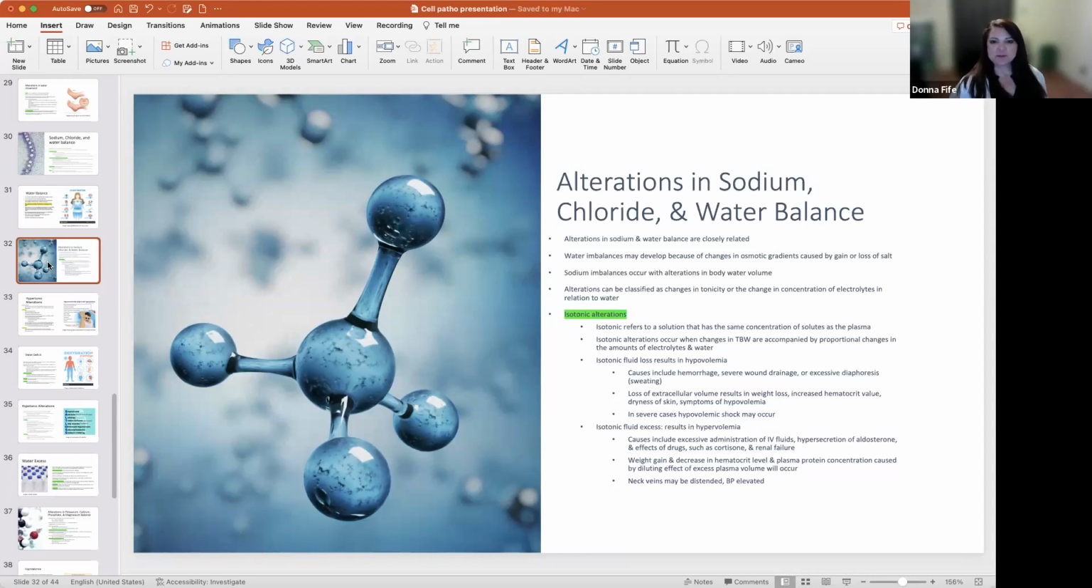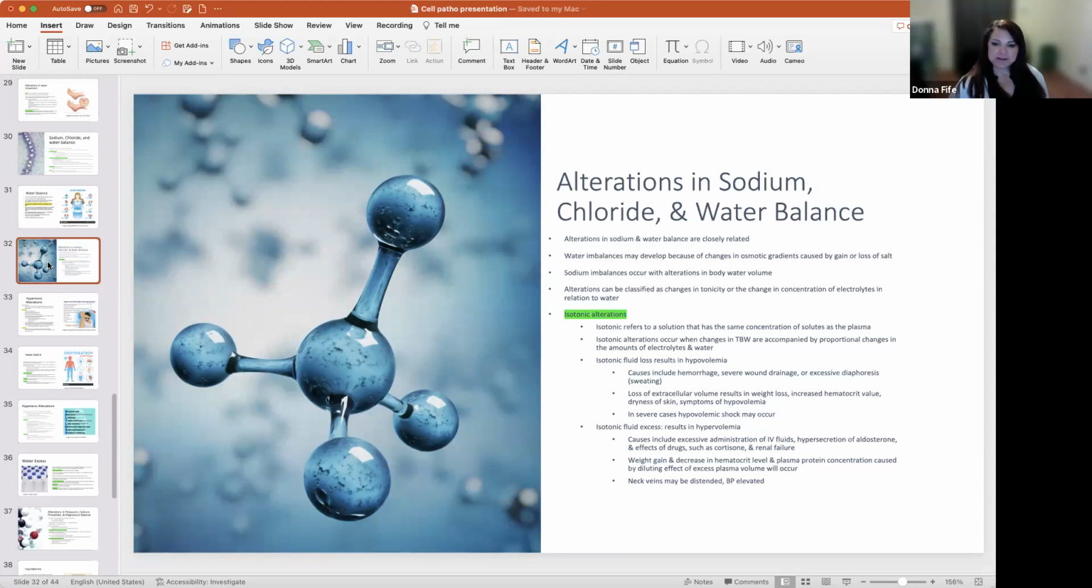Isotonic fluid loss results in hypovolemia, and causes of this include hemorrhage, severe wound drainage, and excessive diaphoresis or sweating. Loss of extracellular volume results in weight loss, increased hematocrit value, dryness of skin, and the patient can have symptoms of hypovolemia. When there are severe alterations, this can cause hypovolemic shock.